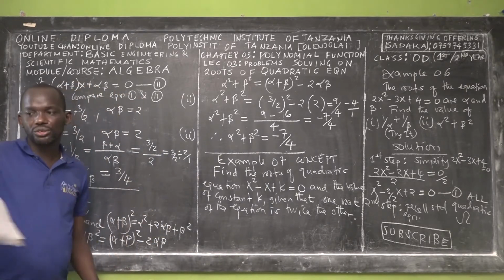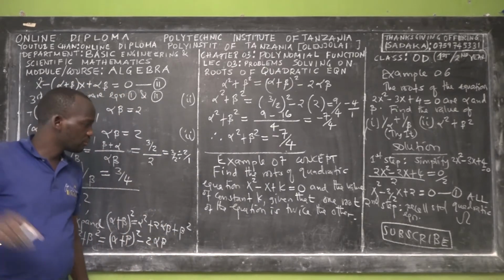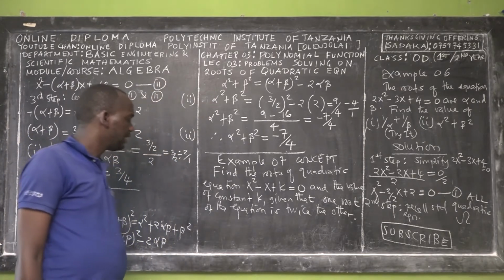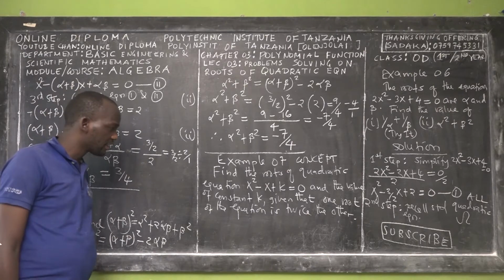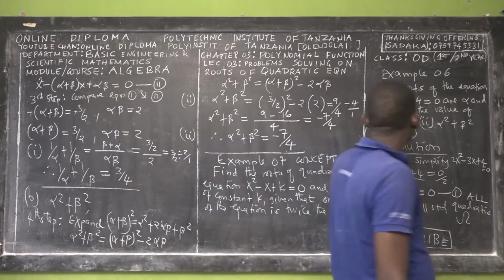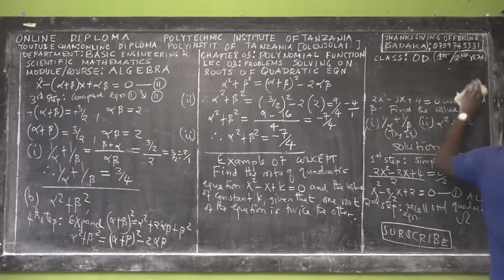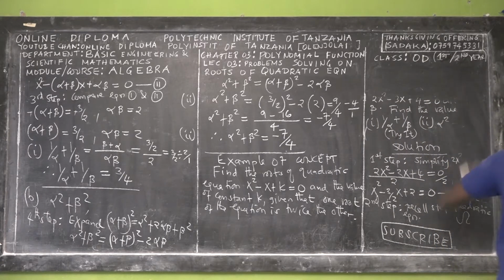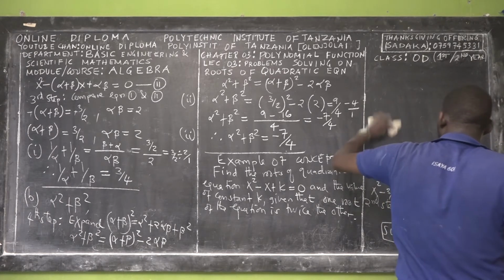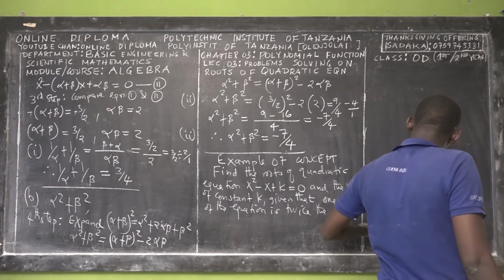Find the roots of the quadratic equation x squared minus x plus k equals 0, and the value of the constant k, given that one root of the equation is twice the other. So it's a kind of trick question if you compare it to the six examples that we've done. Why is it a kind of trick question?